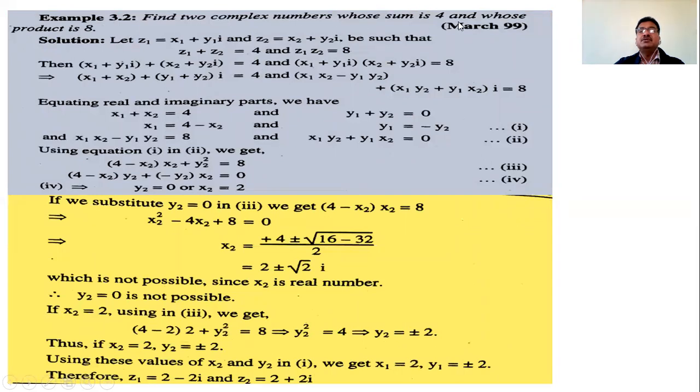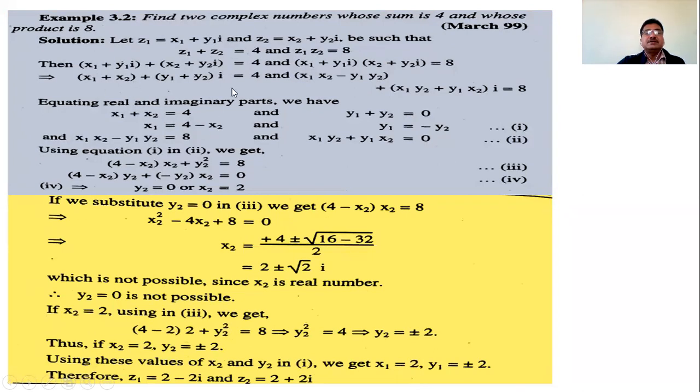Find two complex numbers whose sum is 4 and whose product is 8. Suppose z1 is equal to x1 plus iy1 and z2 is equal to x2 plus iy2 be two such numbers such that their addition is 4 and multiplication is 8. And then z1 plus z2 is equal to 4, and z1 into z2 is this. So their addition is this, and the multiplication of these two numbers is x1 x2 minus y1 y2 plus i times x1 y2 plus y1 x2, is equal to 8. And then equate the real and imaginary parts.